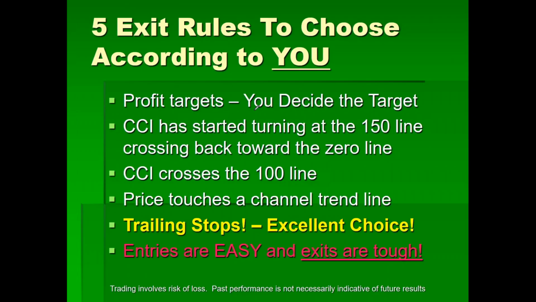So profit targets are easy. You just decide, hey, I'm happy if I make X amount. If you're going to use the indicator, well, if the CCI starts turning at the 150 line, crossing back towards zero, this is your first announcement. This is like the first bugle call. Momentum might be leaving the party. Hello? Now, if the CCI crosses the 100 line, you need to get out. You need to be out. What else? Well, you saw the magic of these channel trend lines, right? So obviously, if you're in an uptrend and price touches that channel line, you probably ought to be thinking about getting out of the trade. We have a strong belief the line holds until it doesn't.